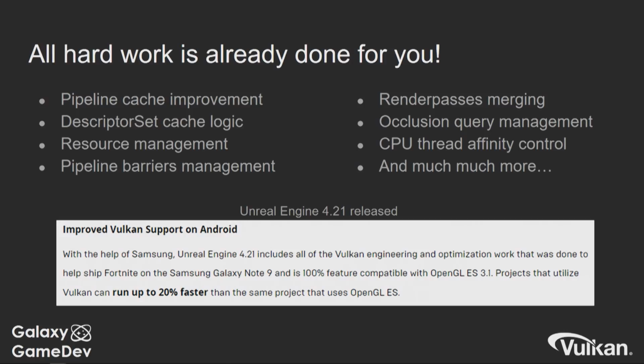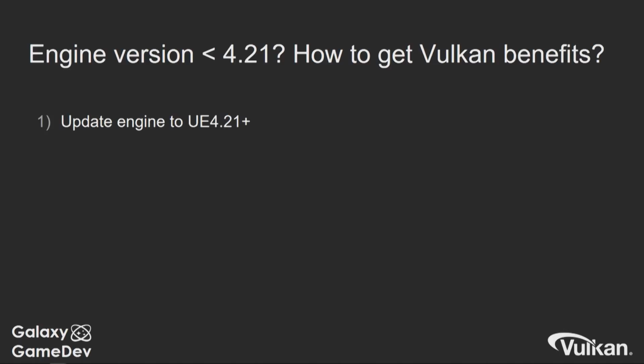But what to do if you already started to develop your game but still want to use Vulkan? I believe you have a few options. Probably the most obvious way is simply to update your engine to the latest version, but it may be hard to do because you might have already customized your engine, added some specific features which will be hard to port, or you're using some third-party libraries that are already deprecated and not maintained.